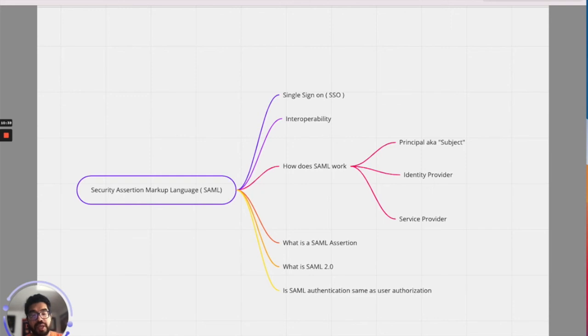Now, there is also a very important thing we need to understand. Is there a standard which works at the authorization layer? There is. There is another one which is very prevalent, which is called OAuth. And we will learn about OAuth in the next video. So we need to understand that SAML authentication is not the same thing as user authorization. This works at the authentication layer. So this is all about SAML.